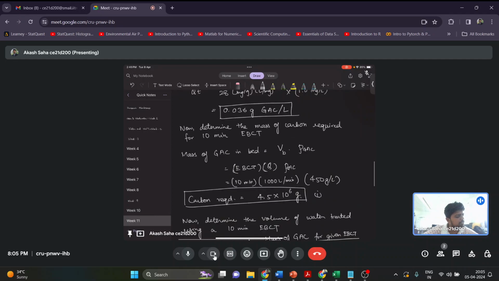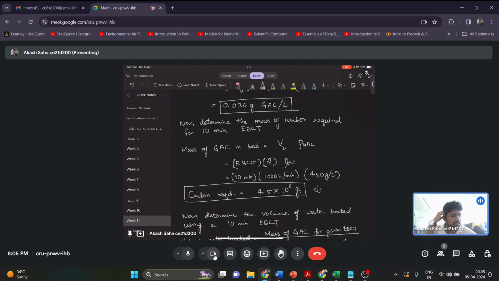Then we will find out how much carbon is required. So mass will be equal to the volume into the density. So volume we can find out by discharge into the time into the density. So hence we got how much carbon is required. So this is my first part.